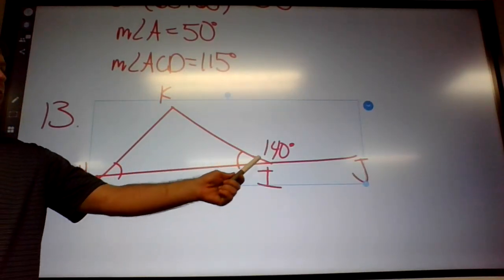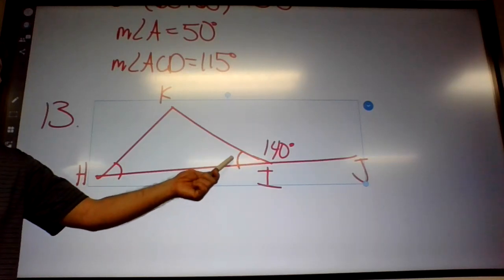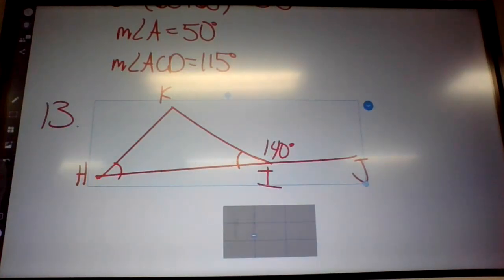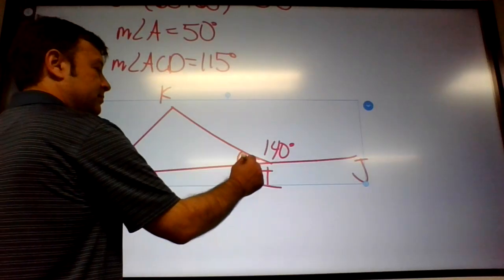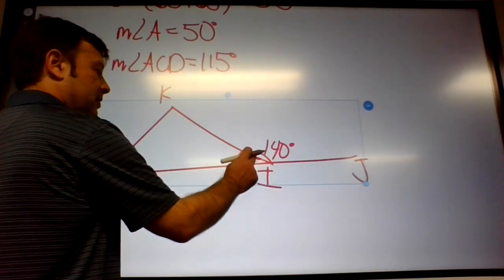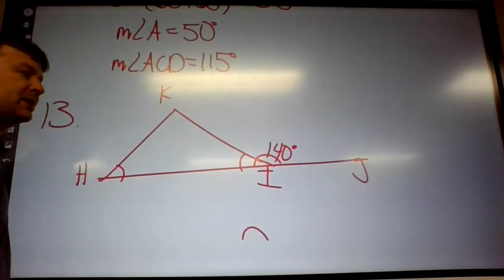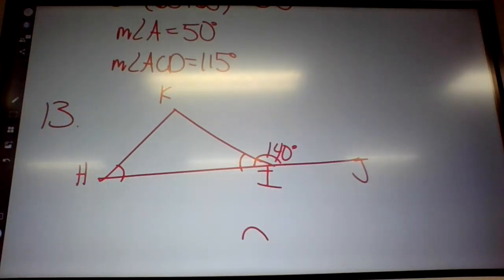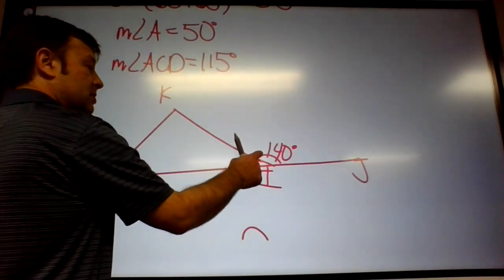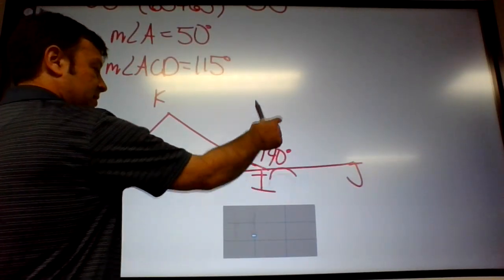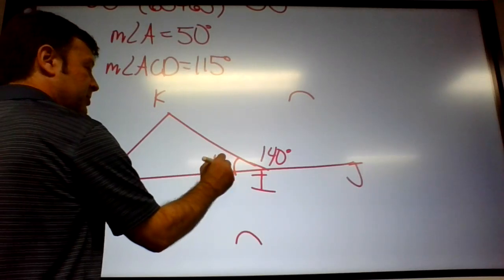So Brian, if this is 140, how could I find this angle? Is it a linear pair? Yeah. These two angles together make a straight line, a straight angle. How many degrees are in a straight angle? 180. So there's 180 minus 140. So this one would be 40 degrees.